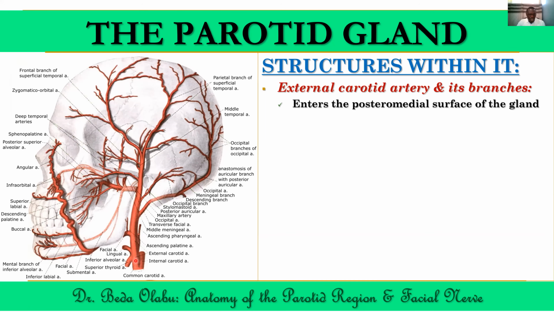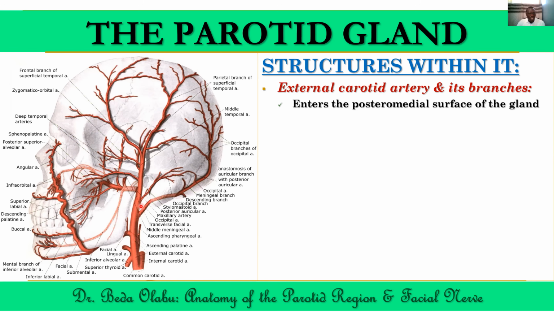We can consider branches of the external carotid as anterior branches, posterior branches, medial branches, and terminal branches. Not all of them are within the parotid though. Posterior branches are just mainly two. We have the posterior auricular artery, and we also have the occipital artery. The occipital artery is not within the gland. The posterior auricular artery may be given inside the gland.